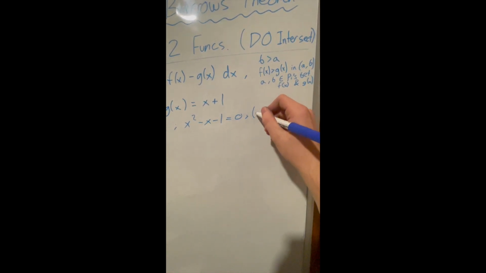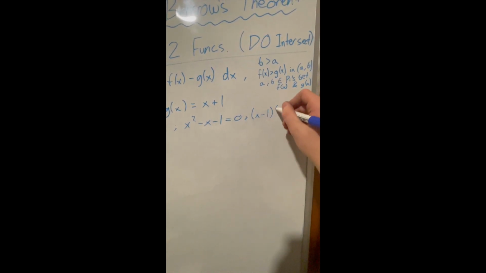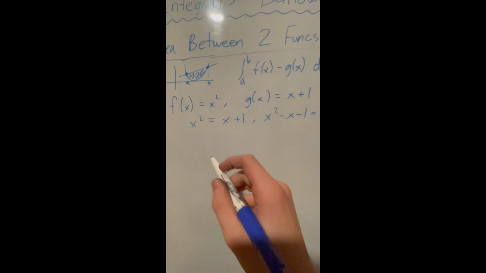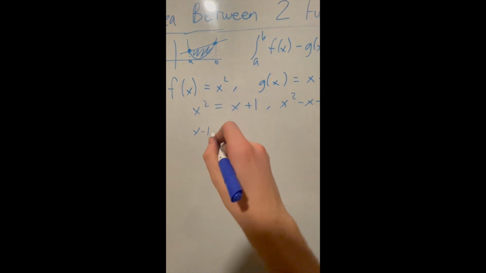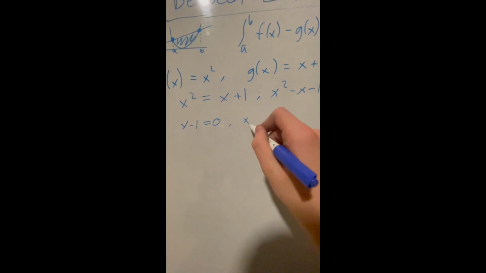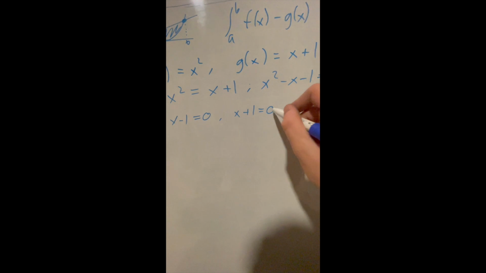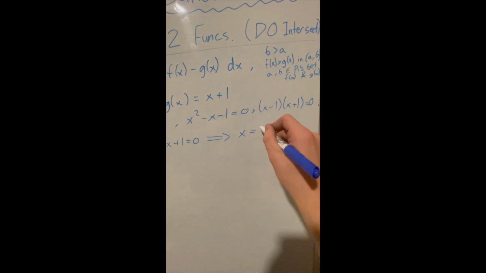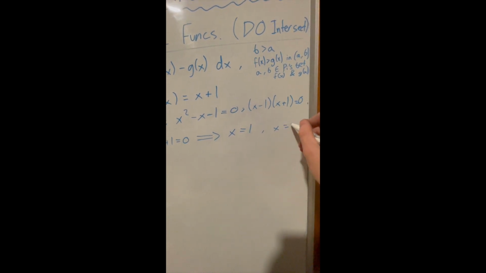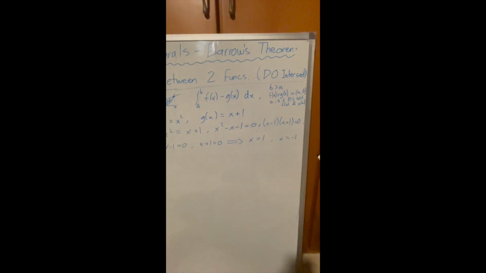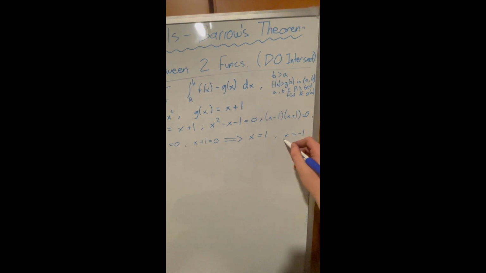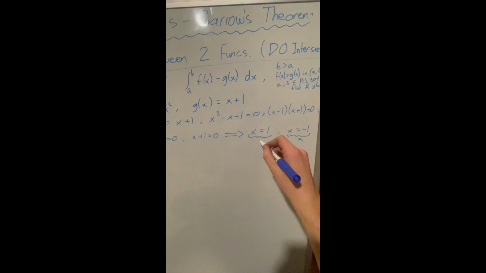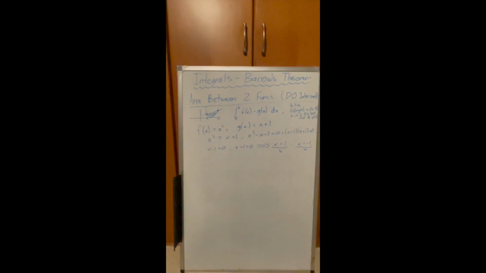But this is simply going to be x minus 1 times x plus 1 equal to 0. So we can say that x minus 1 is equal to 0 and x plus 1 is equal to 0. So this implies that x is equal to 1 and x is equal to minus 1. So there we have it. This is going to be our a, and this is going to be our b, as obviously our b has to be bigger than our a.